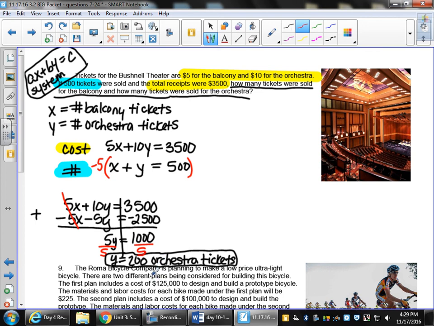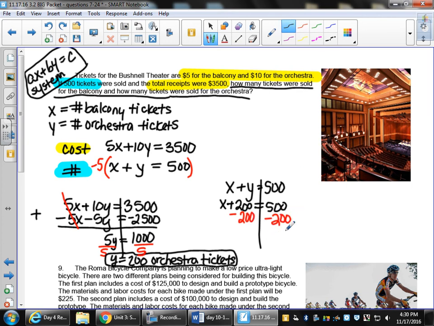We know the number of orchestra tickets. How do we find the balcony tickets? We are going to substitute into one of our original equations. This one to me looks a little more user-friendly. So x plus y equals 500 becomes x plus 200 equals 500. We'll simply subtract 200 from both sides.